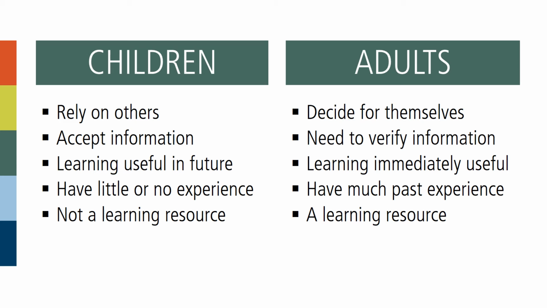This varies drastically from adult learners. Adults decide for themselves what's important to be learned. They need to verify information based on their beliefs and experiences. Adults expect that what they're learning should be immediately valuable. Adults also have much past experience upon which to draw and have significant ability to serve as a knowledge resource for a trainer or learners in a class or training setting.